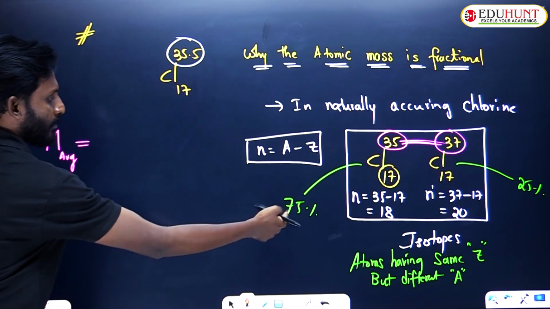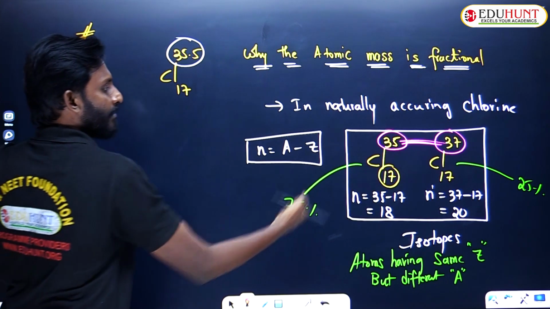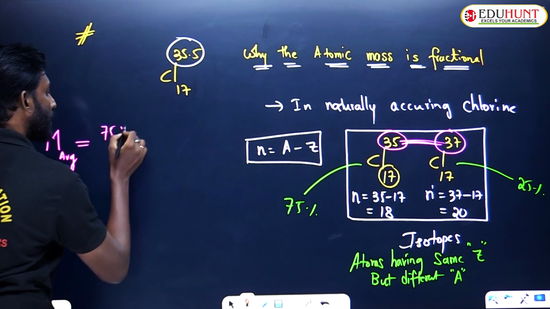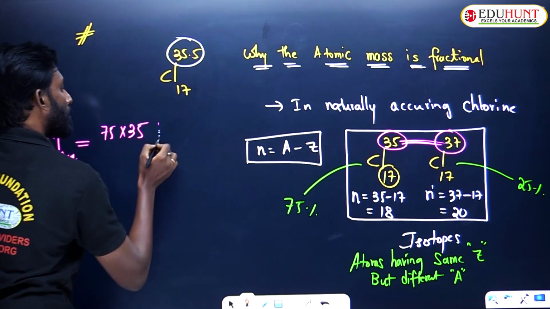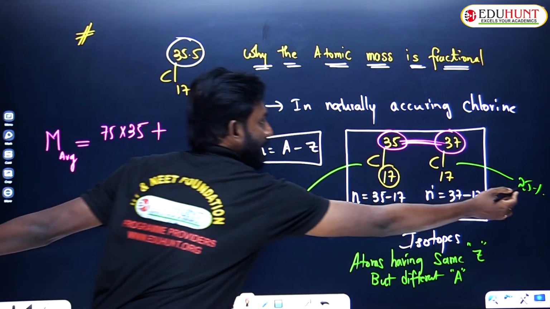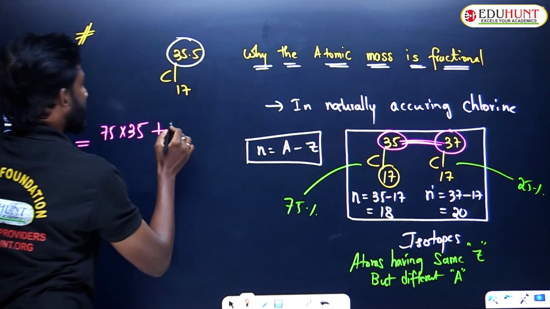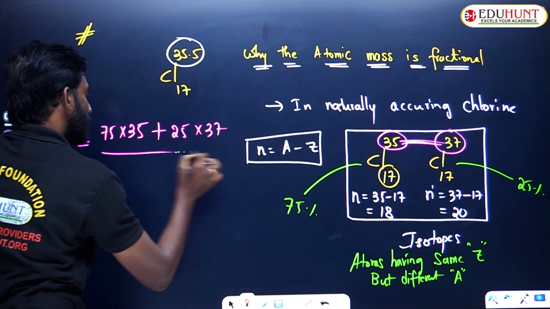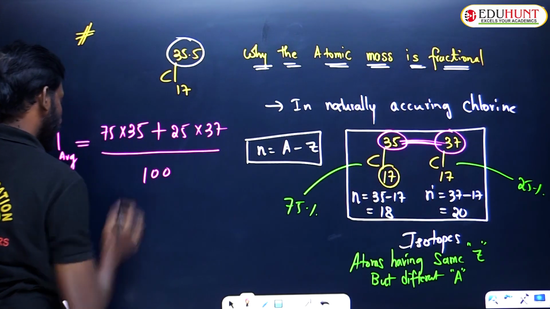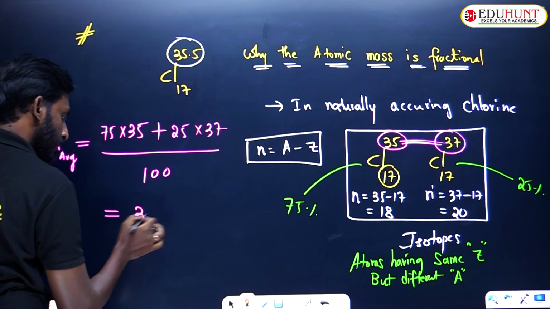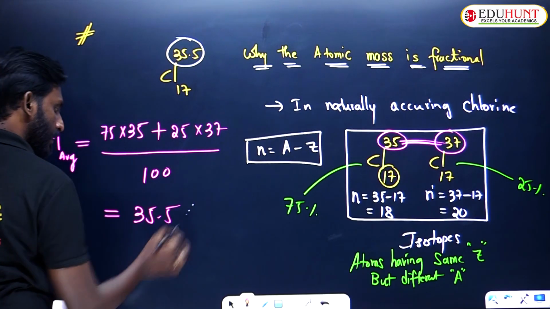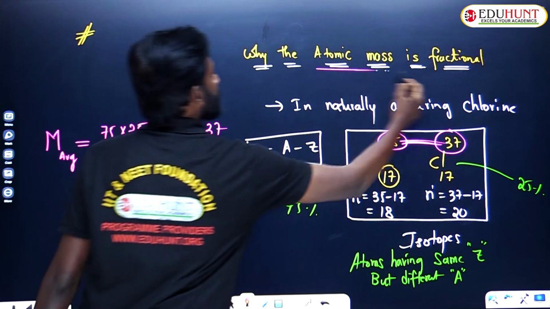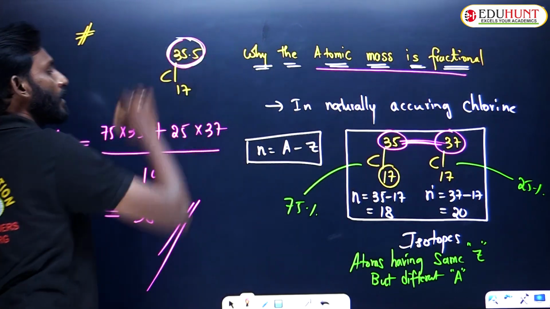So what percentage is having this much mass? 75%. So 75% into 35 mass plus 25% into 37 mass, and total is 100. Okay, and that gives you this 35.5 average atomic mass. That's why the atomic mass is fractional in the periodic table.